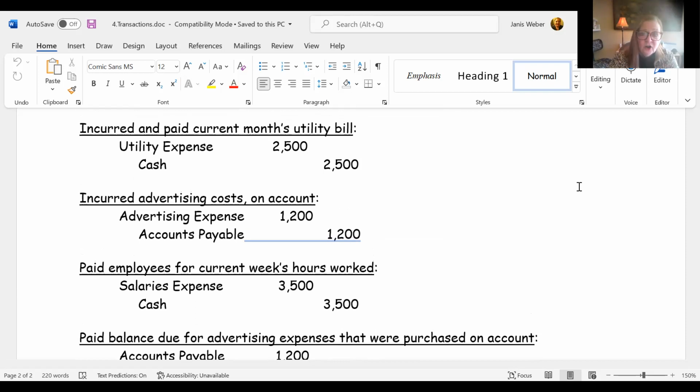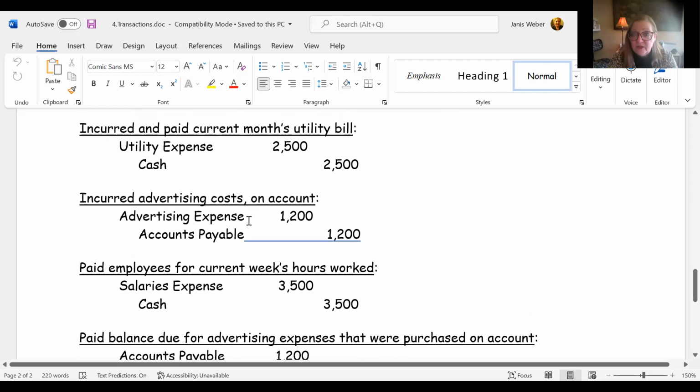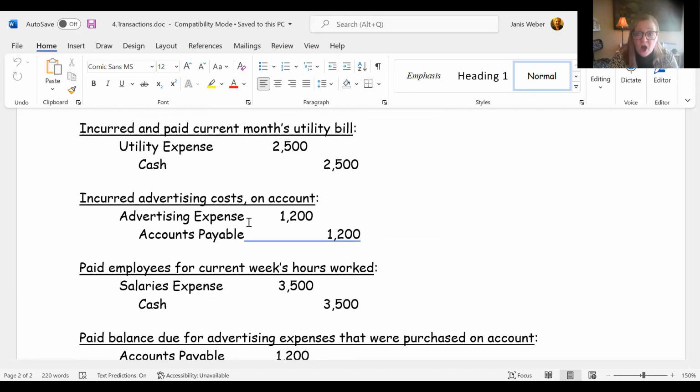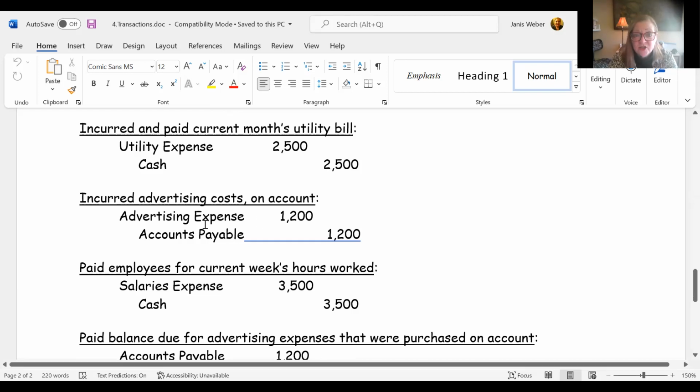All right, then if we incurred advertising costs, but we didn't pay them, and the way I know we didn't is because it didn't say the word paid, it said on account. So it's not going to be a credit to cash, it's going to be a credit to accounts payable. If I had paid cash for this same transaction, it would say advertising expense debit, because all the expenses increase with a debit. And it would say cash credit if I'd paid cash.